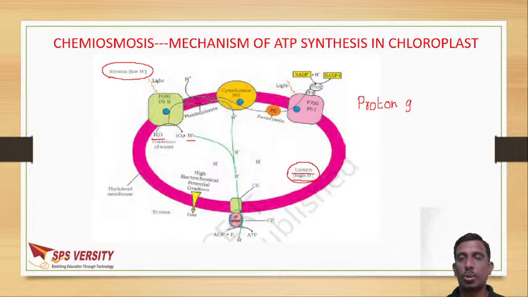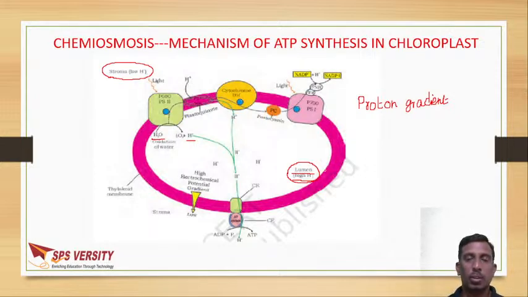Due to this proton gradient, a proton motive force is created. That is the movement of protons. The movement of protons किधर से शुरू होता है? Lumen से stroma. So protons will move from high to low.